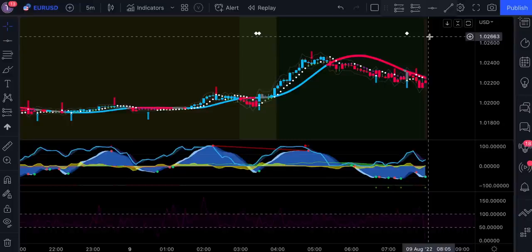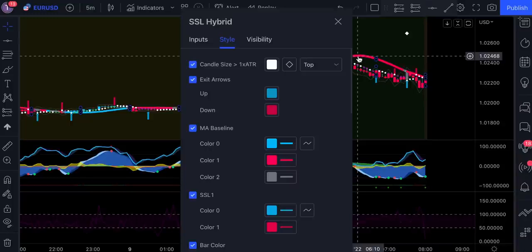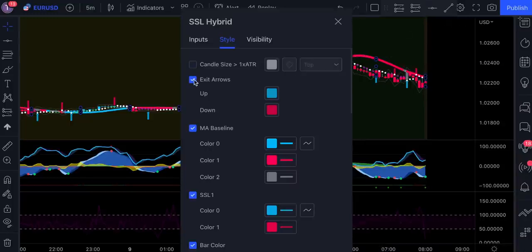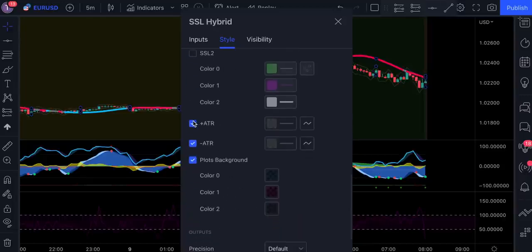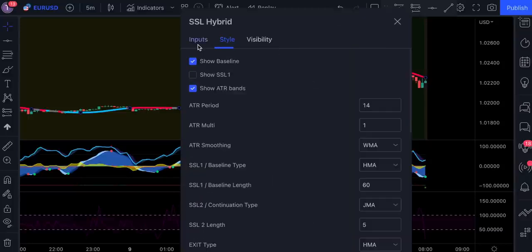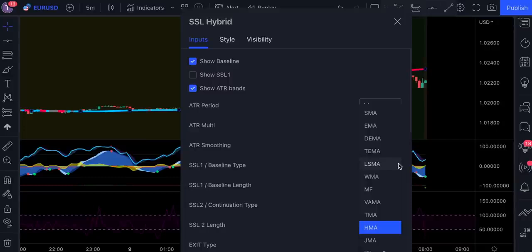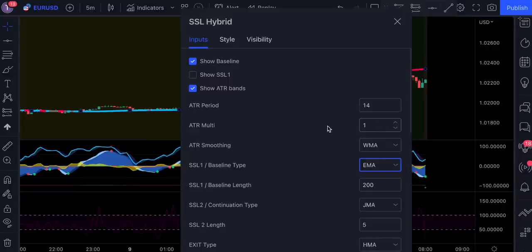Okay, now we need to make some adjustments to these indicators. First, let's access the settings on the SSL Hybrid, and in the style section, let's untick everything except for this MA baseline. Also, let's change the baseline length from 60 to 200 and the baseline type from HMA to EMA.